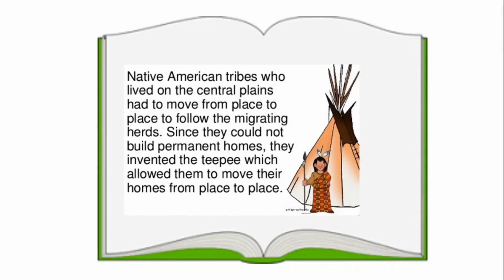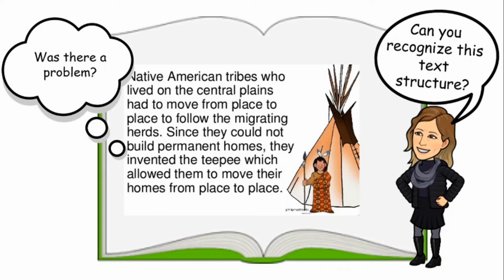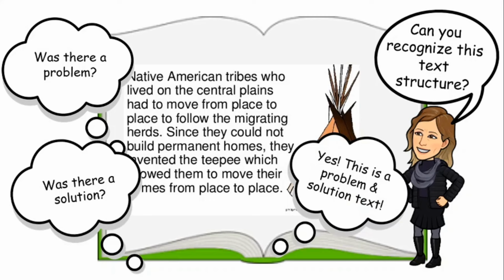Let's read this selection. Native American tribes who lived on the Central Plains had to move from place to place to follow the migrating herds. Since they could not build permanent homes, they invented the teepee, which allowed them to move their homes from place to place. Can you recognize this text structure? Was there a problem? Yes, the problem was that they could not build permanent homes. Was there a solution? Yes, the solution was that they invented the teepee. Yes, this is a problem and solution text.